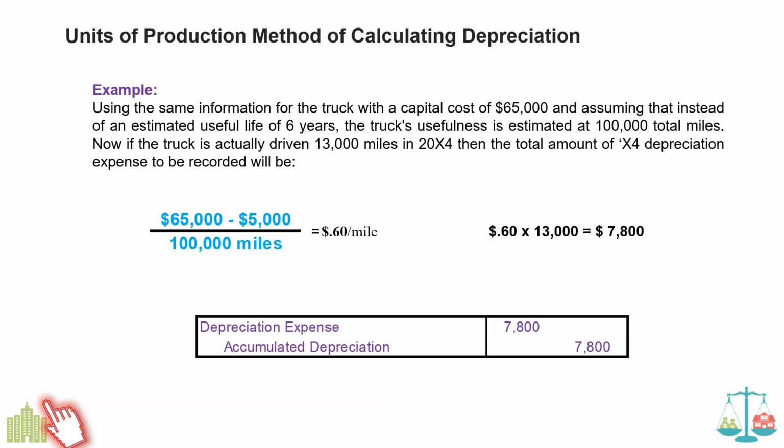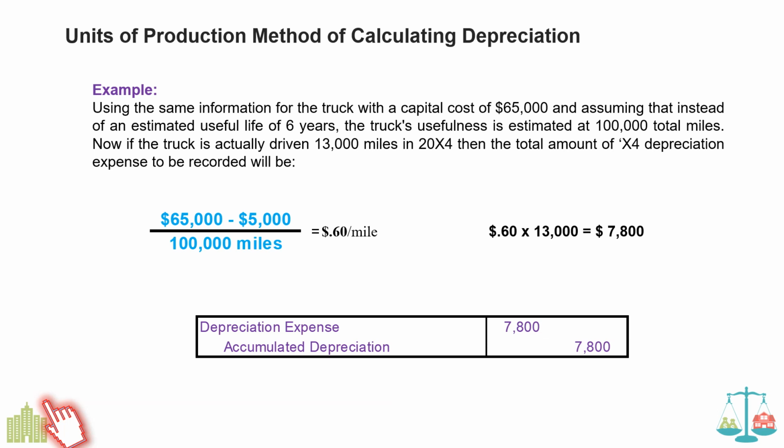Now, if the truck is actually driven in the first year of its operations in 20x4 for 13,000 miles, then the total amount of depreciation expense to be reflected in that year would be simply calculated at 60 cents a mile times the 13,000 miles we drove it in that particular year, or $7,800 worth of allocation of cost or depreciation expense in that year.